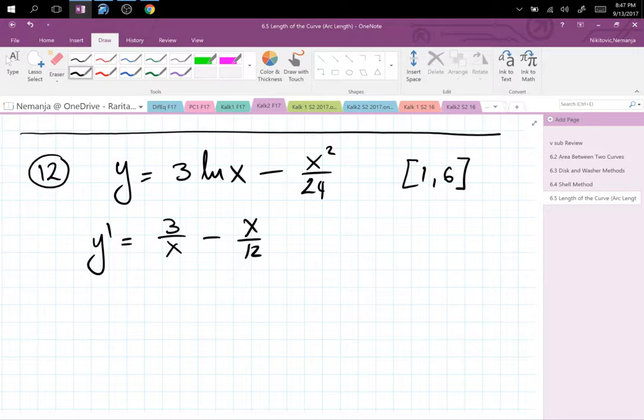So it's 3 over x minus x over 12. Massage the formula into the form where we can actually work with it. And then you square it, and some simplification, this second term will just get added.